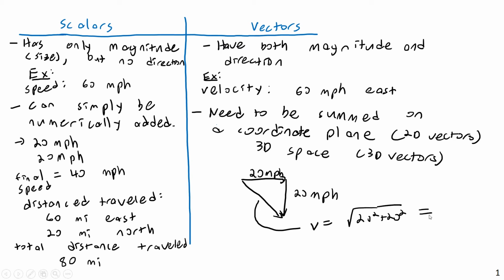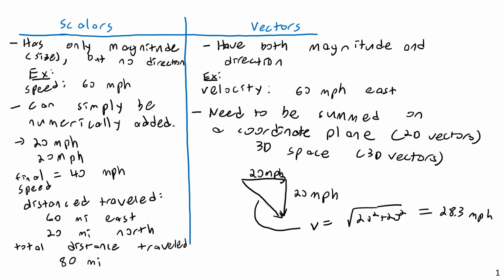Let me throw that into a calculator here. That's just very basic geometry. Let's get this, the square root of 20 squared times 2. That is 28.3 miles per hour. And we could do something similar if we looked at displacement versus distance traveled.